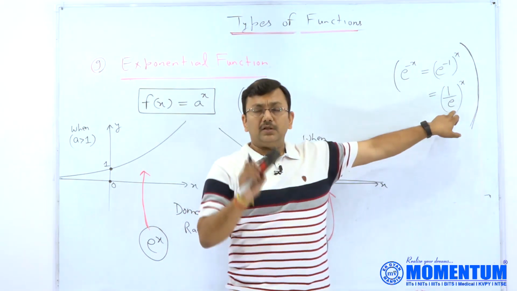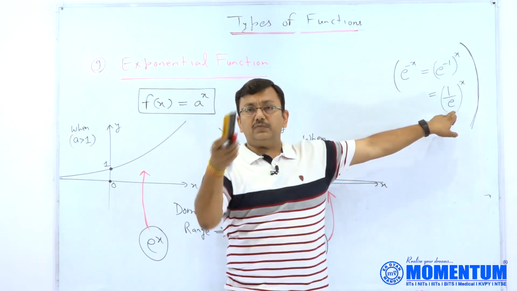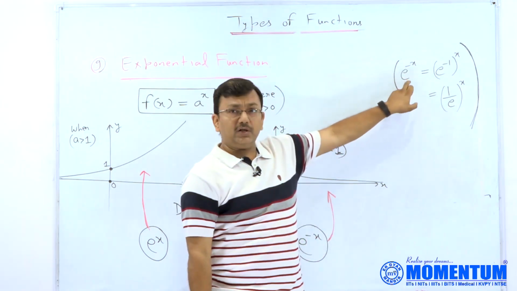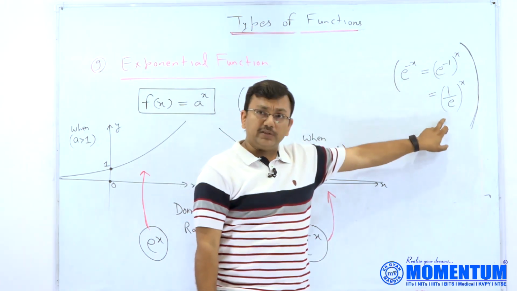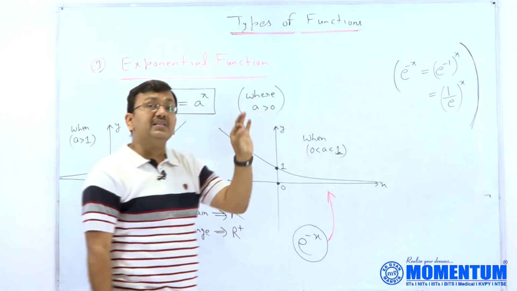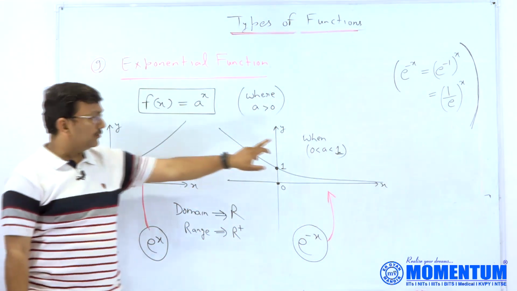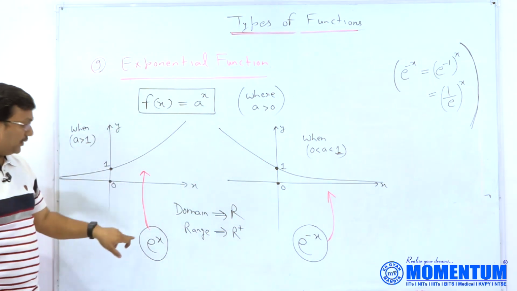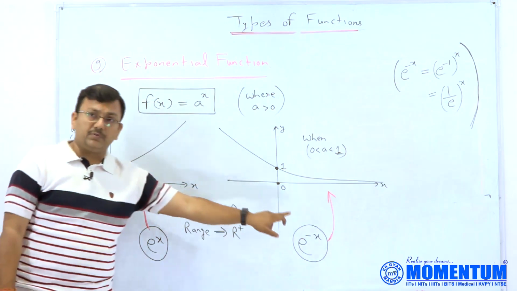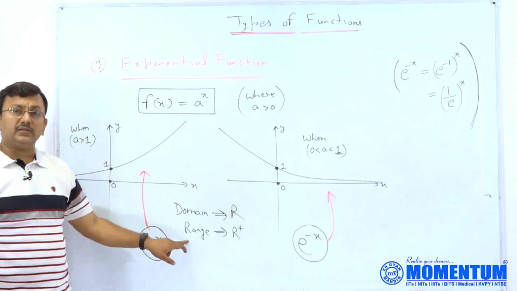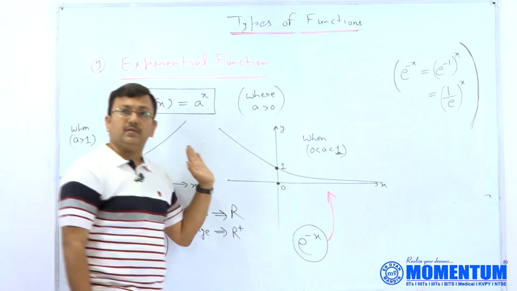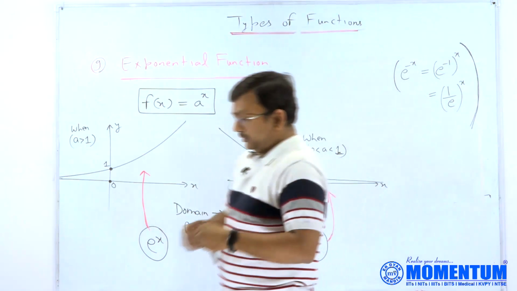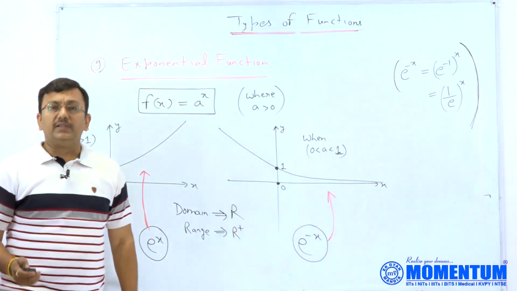What is e? Near about 2.7. So 1 upon 2.7 is less than 1. So remember, in case of e to the power minus x, we have exponential function having base less than 1. And when we talk about base less than 1, we go with this graph. So, graph of e to the power x, graph of e to the power minus x, domain and range, they are same in both the diagrams. So, it is about exponential function, their diagram, their domain as well as range.